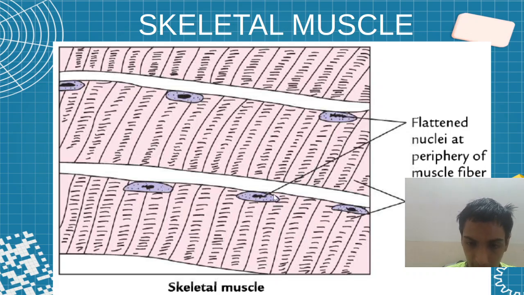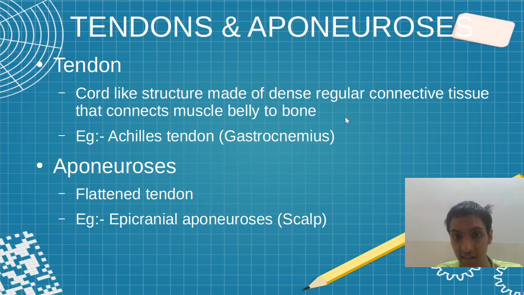Then you are seeing the peripheral nuclei here, and these are the prominent transverse striations. The outer sarcolemma you can see, and the inner sarcoplasm also. That is briefly the parts. Let us see the difference between a tendon and an aponeurosis.